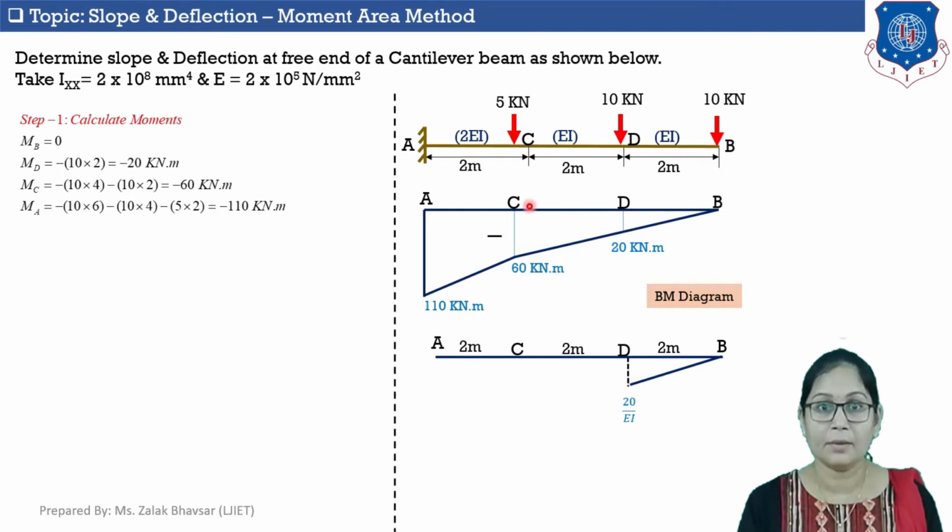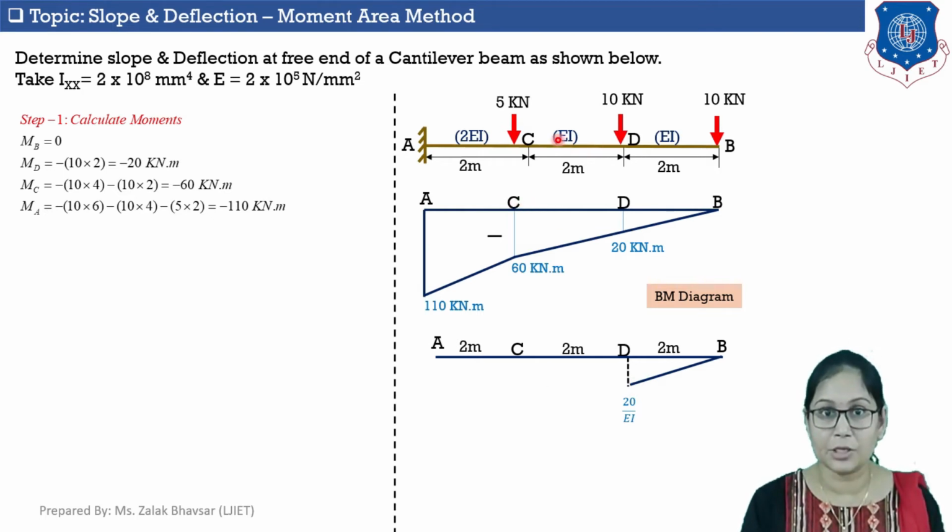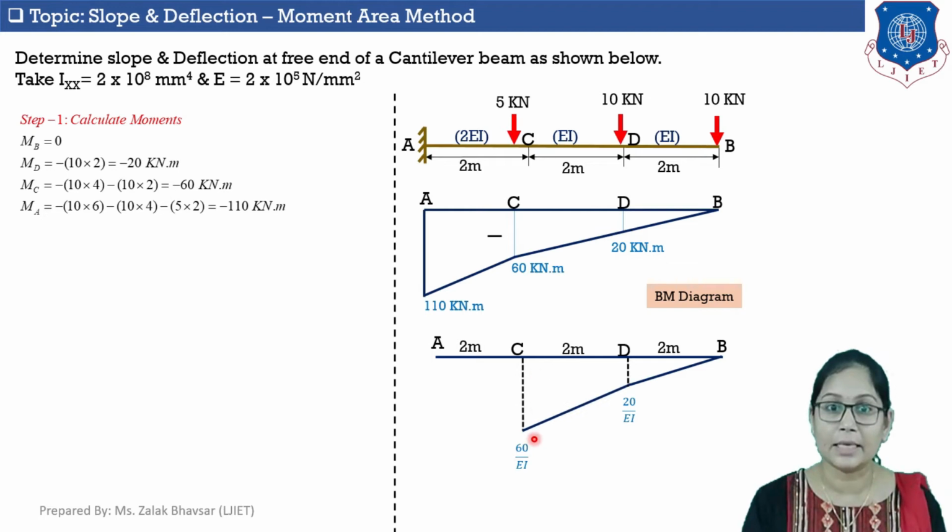Now, at point C, for section CD, at point C, moment is 60 kilonewton into meter. So, M upon EI will be 60 upon EI. Again, in between points C and D, there is no load. So, bending moment line will be straight inclined line.